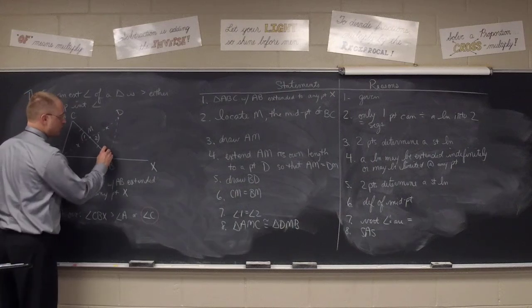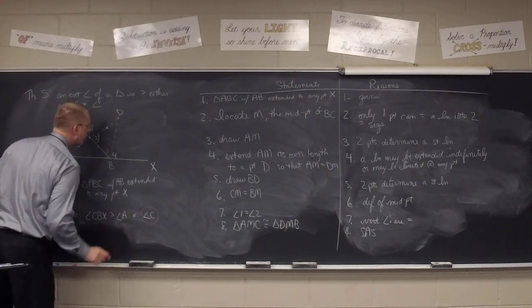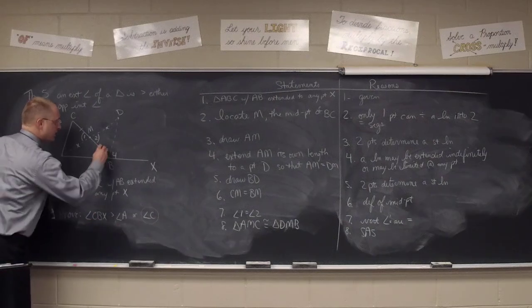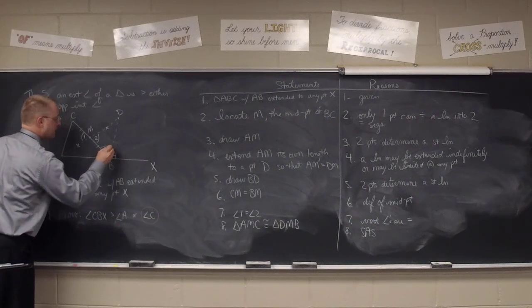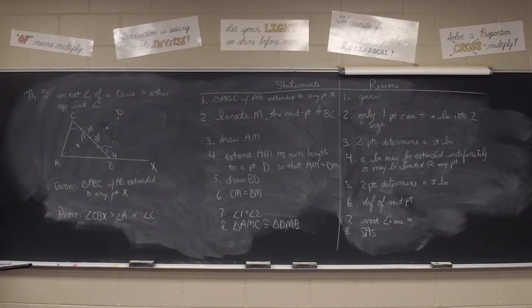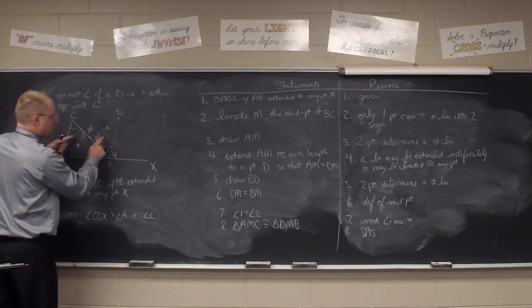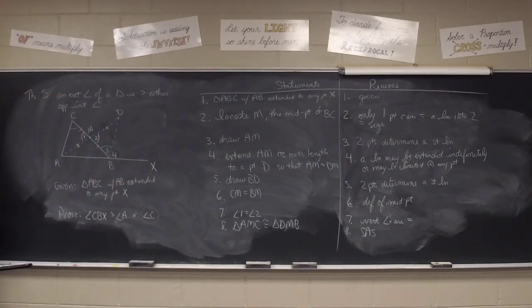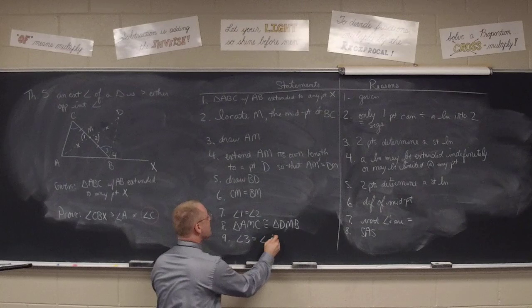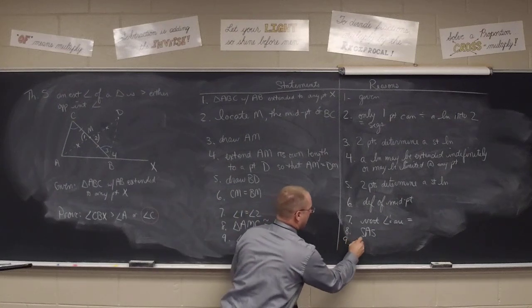I'm going to call these 2 angles 3 and 4. Notice that this angle here, 3, corresponds to the angle at C, right? So since they're corresponding angles in 2 triangles that are congruent, what could we state next, Michael? Angle 3 equals angle C. Angle 3 equals angle C by CPCTE.